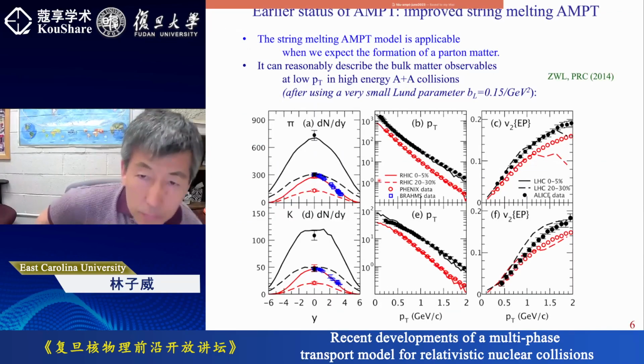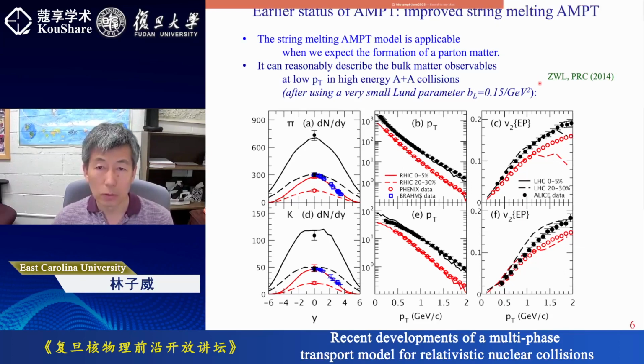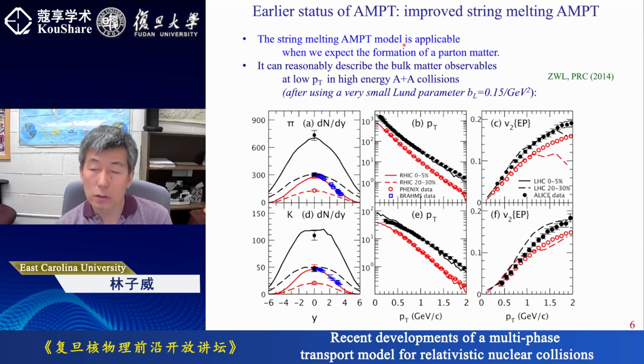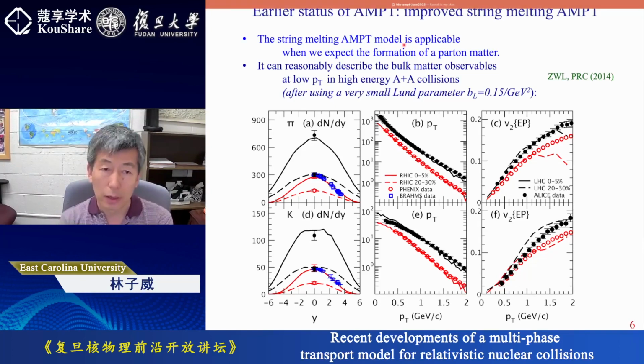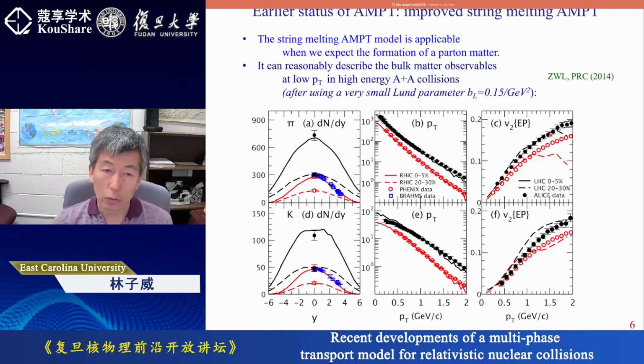And currently, after 2015, also for the public AMPT model on the web page, the string melting AMPT model, which is applicable when we believe in the formation of a parton matter, can reasonably describe the bulk matter properties, such as the low pT particle, identified particle multiplicity at RHIC or LHC energies, the pT spectrum of kaons and pions in those collisions, as well as the elliptic flow, including also, not shown here, triangular flow, etc. So the model can serve as a dynamical tool to study other more interesting observables.